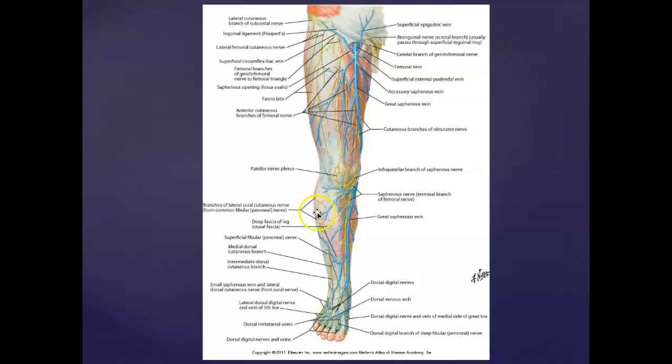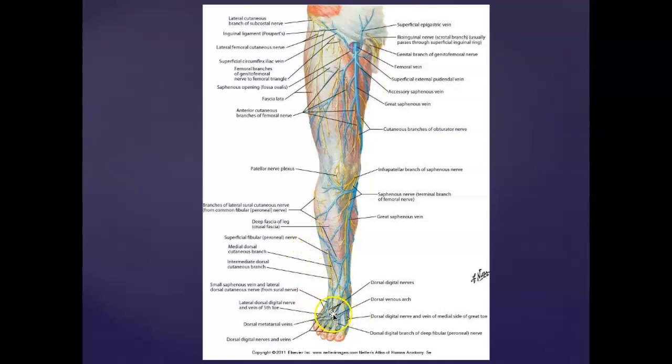Superficial fibular nerve, or if you have an older textbook, superficial peroneal nerve, on the lateral aspect here. This is motor output to the fibularis longus muscle in the lateral compartment.